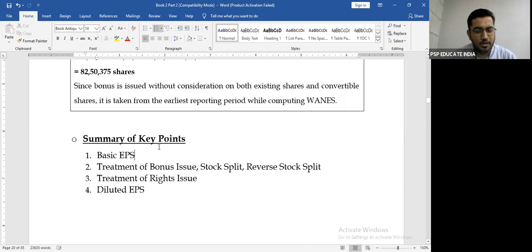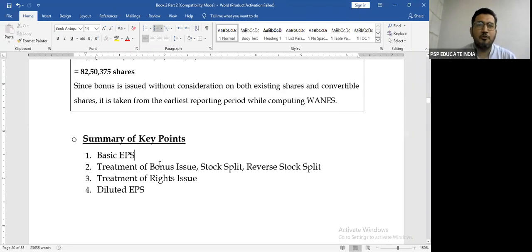We began with what is EPS. EPS is earnings per share, which is to be reported on the face of P&L. EPS is to be reported whether it is positive or negative, and EPS of previous year is also to be reported so that you can easily have comparison. Basic EPS, the formula is profit to equity shareholders divided by WANES.